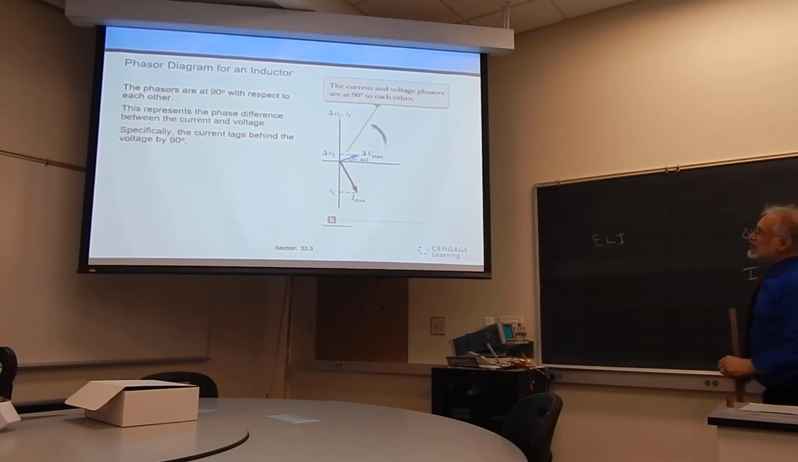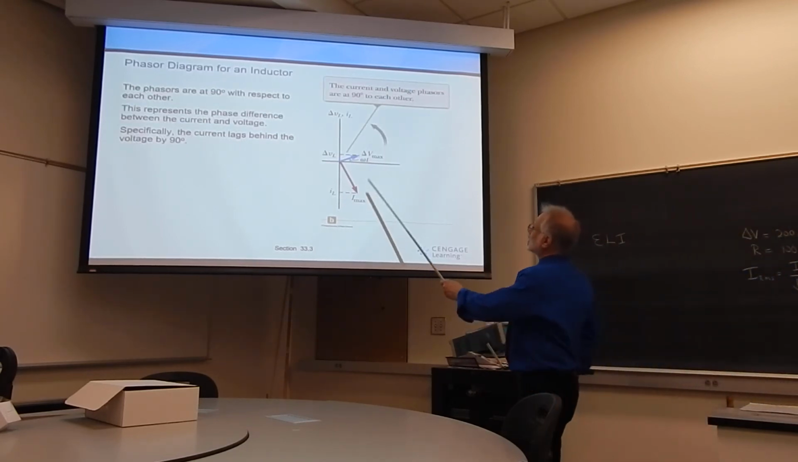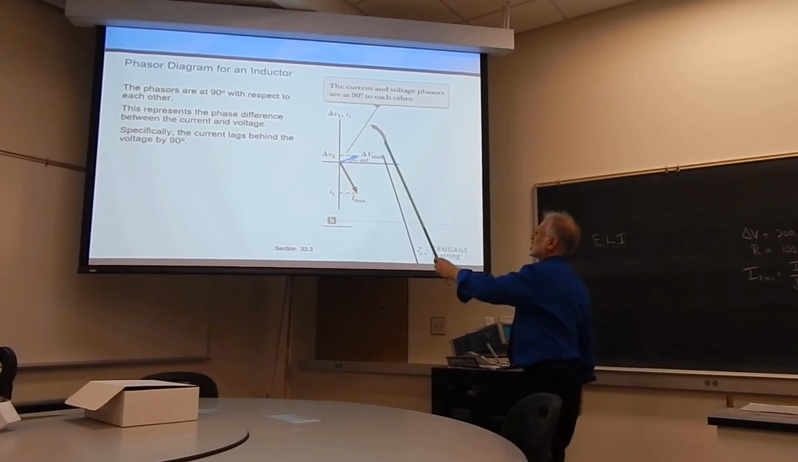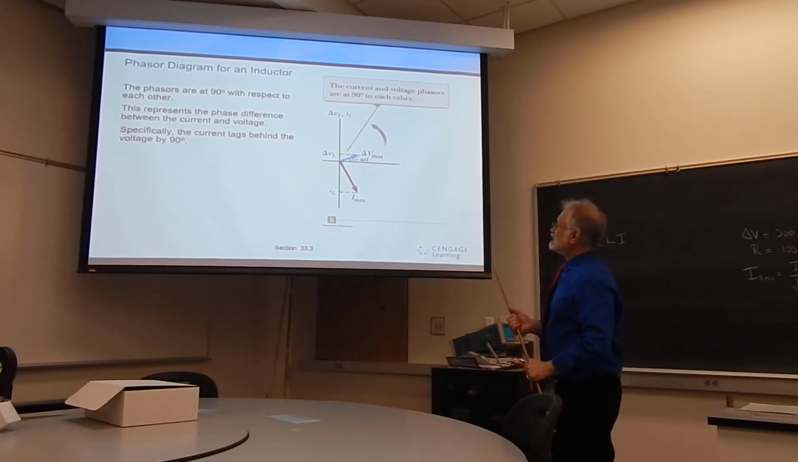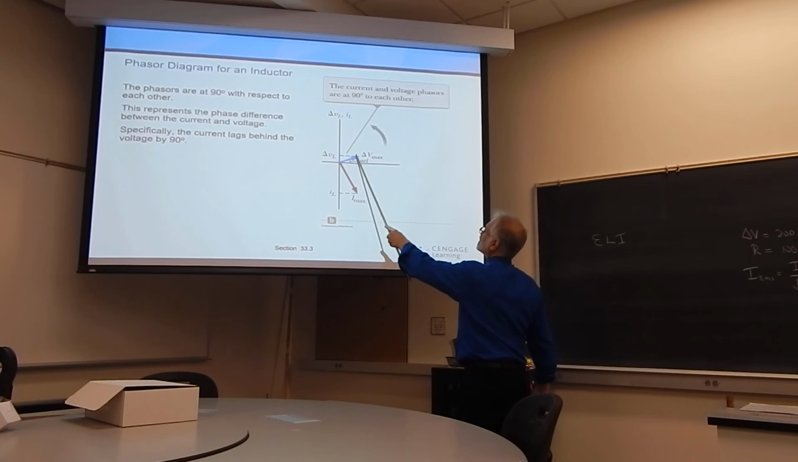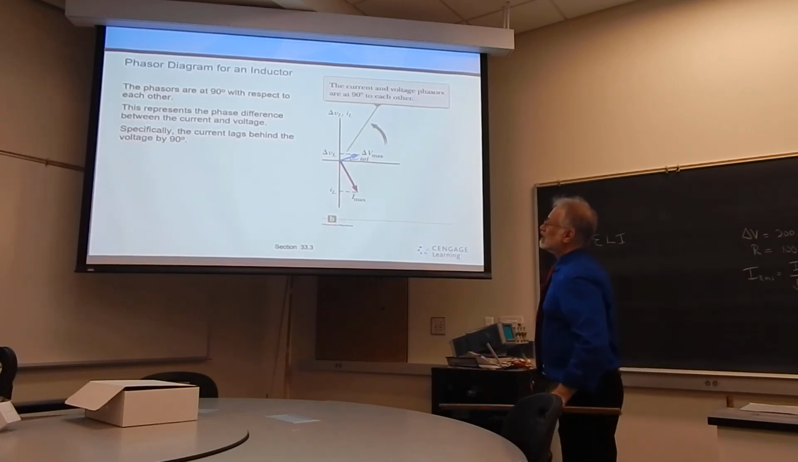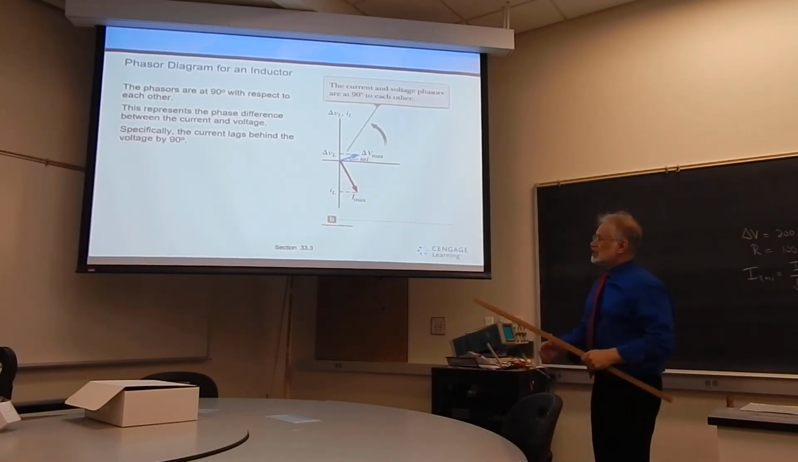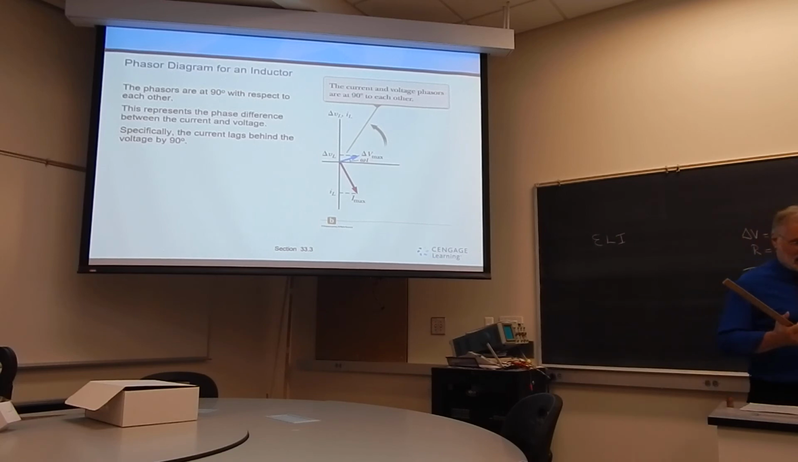We can draw a nice phasor diagram for an inductor, because now you can see that they're not along the same line the way they are in the case for resistors. They're 90 degrees apart. Here's my voltage vector or phasor. Here is my current phasor, and you can see there's 90 degrees in between them. So just another way of showing how this works.